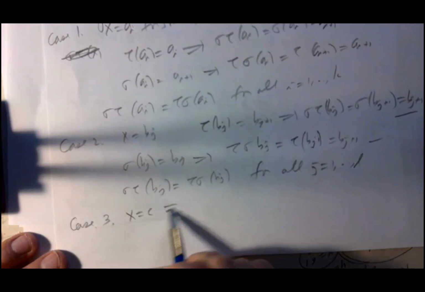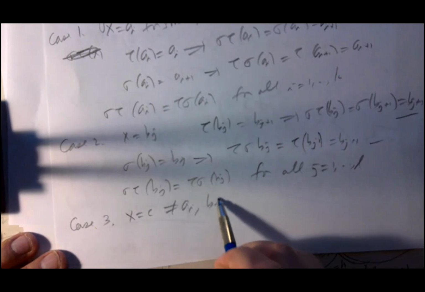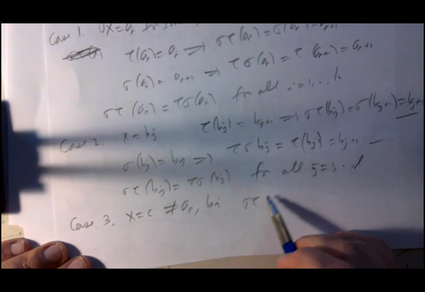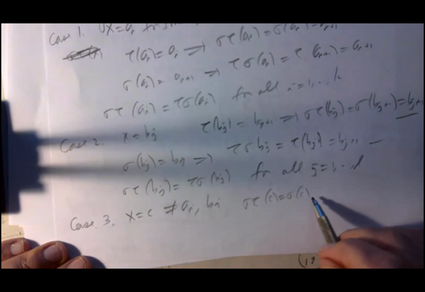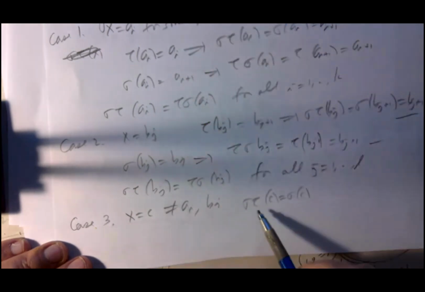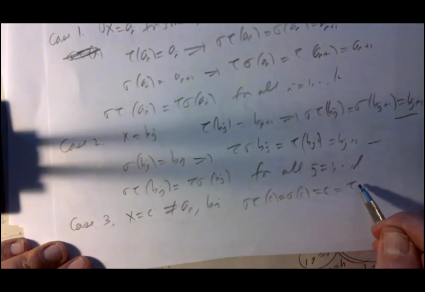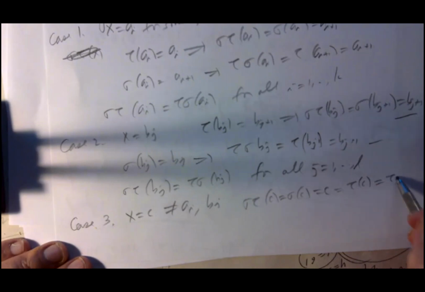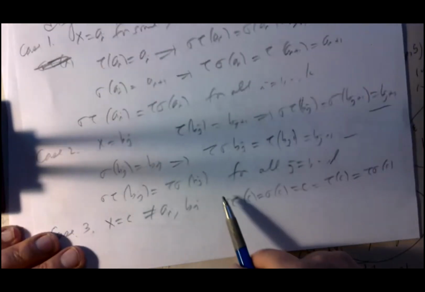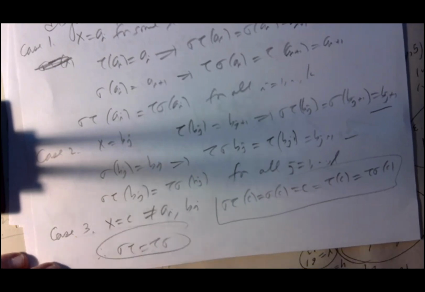In case 3, x is some number c, which is different from all the a_i's and b_j's. And in that case, sigma tau of c is sigma of c, because sigma and tau leave c fixed, is c, which is tau of c, which is tau sigma of c. And again, everything commutes, and we're done. And that is how you would write out a formal proof of this assertion.